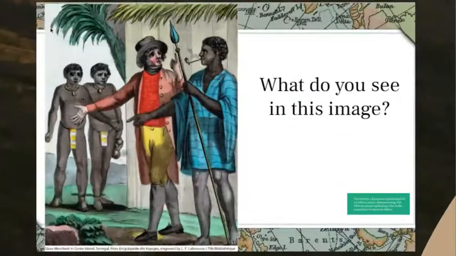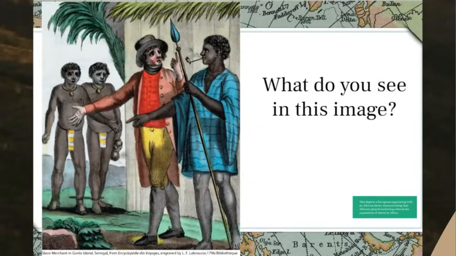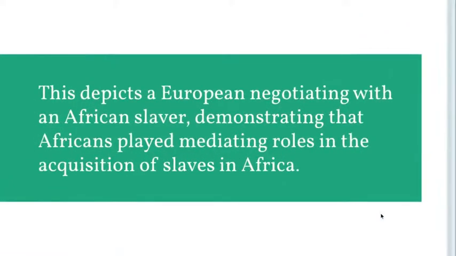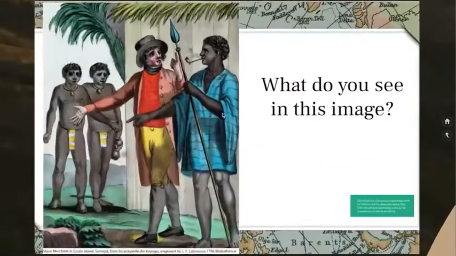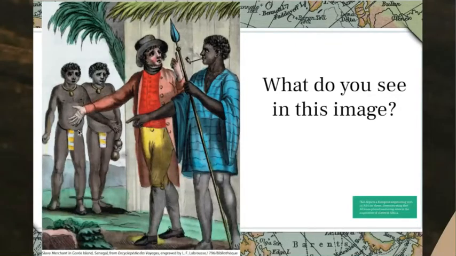So let's look at this here. What do we see in this image? Well, what you see is a European negotiating with an African slaver, demonstrating that the Africans played mediating roles in the acquisition of slaves in Africa. So the slavers in Africa, notice these are the people that are being purchased. This looks like the king of a tribe, and here is a European. And they are discussing the purchase of those slaves.